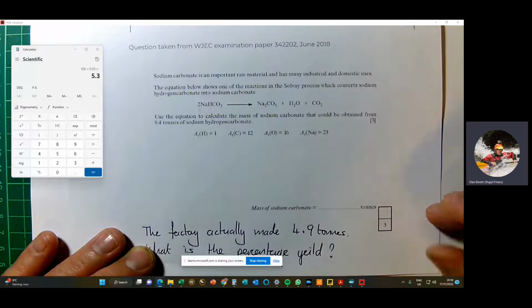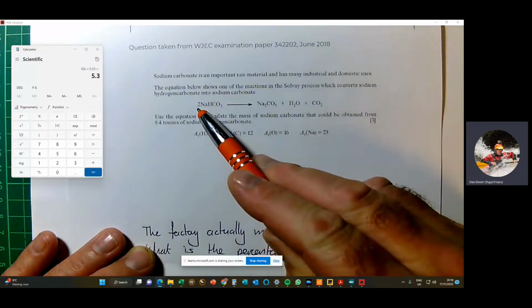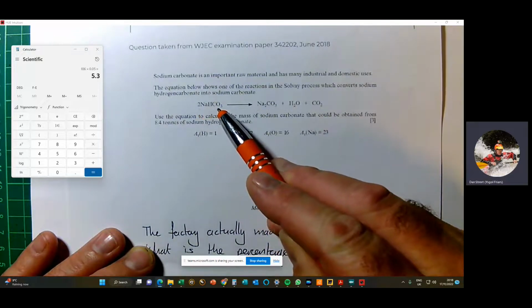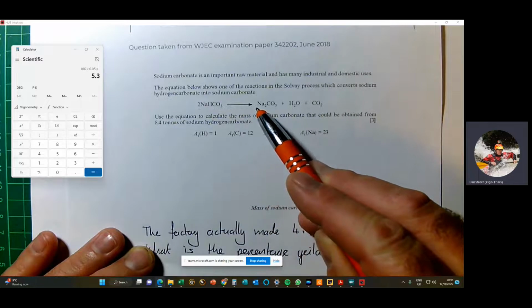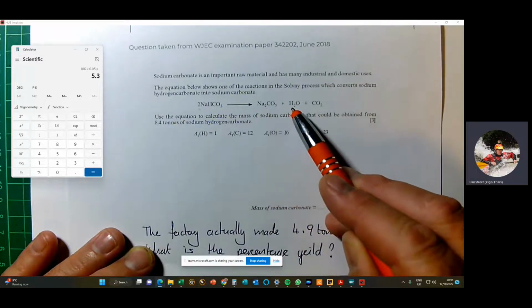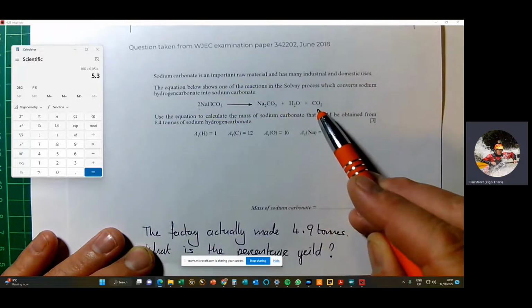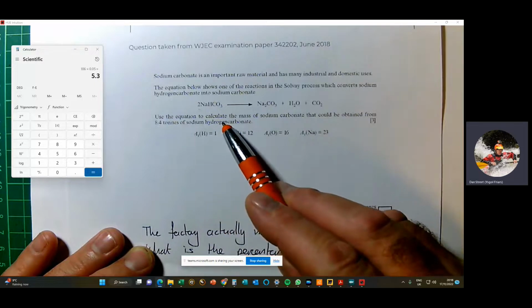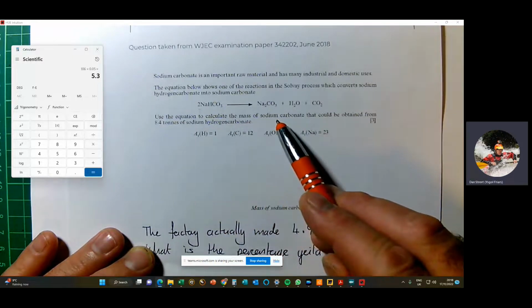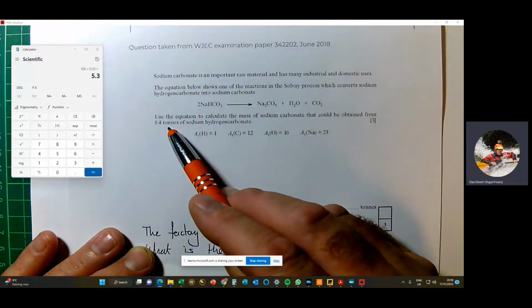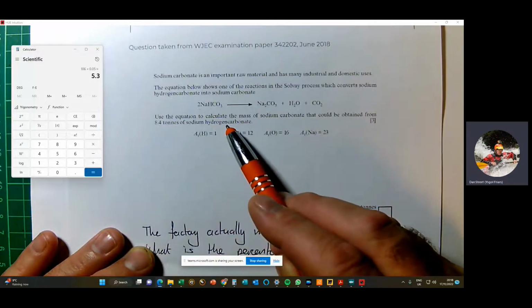carbonate. It tells us that 2 lots, or that could be 2 molecules or 2 moles of sodium hydrogen carbonate breaks down to create 1 mole of sodium carbonate, 1 mole of water, and 1 mole of carbon dioxide. Now the question says, use the equation to calculate the mass of sodium carbonate that could be obtained from 8.4 tons of sodium hydrogen carbonate.